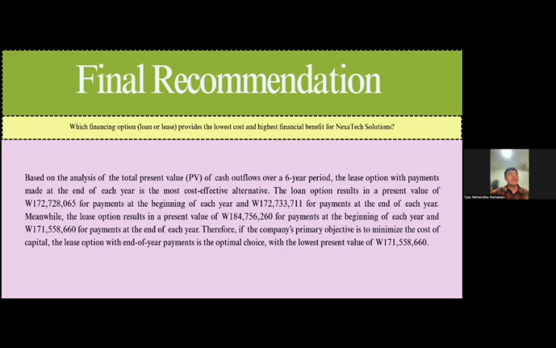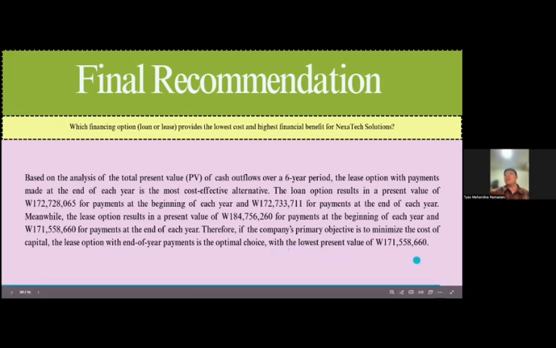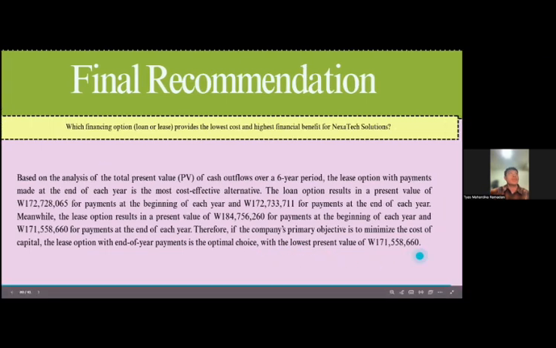Meanwhile, the lease option results in a present value of 184 million for payment at the beginning of each year and 171 million for payment at the end of each year. Therefore, if the company's primary objective is to minimize the cost of capital, the lease option with end of the year payment is the optimal choice with the lowest present value of 171 million.